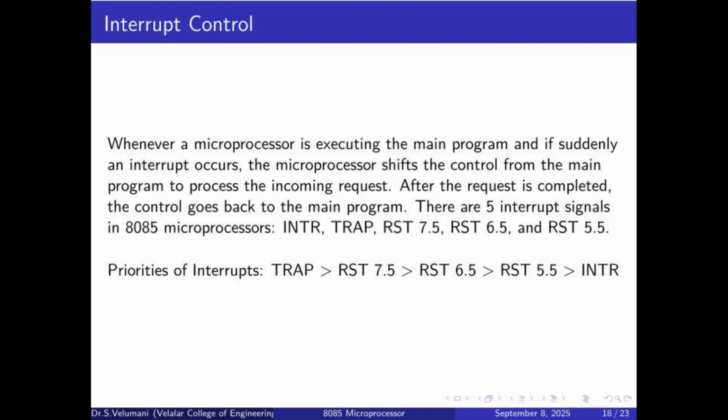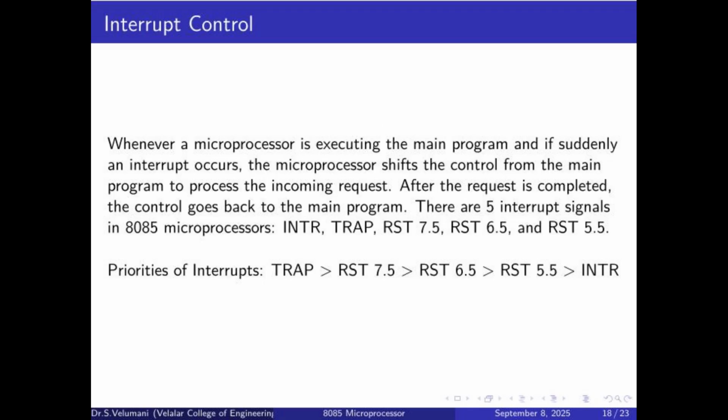Interrupt control. Whenever a microprocessor is executing the main program and suddenly an interrupt occurs, the microprocessor shifts control from the main program to process the incoming request. After the request is completed, control goes back to the main program. There are 5 such interrupt signals in the 8085 microprocessor: INTR, TRAP, RST 7.5, RST 6.5, and RST 5.5.